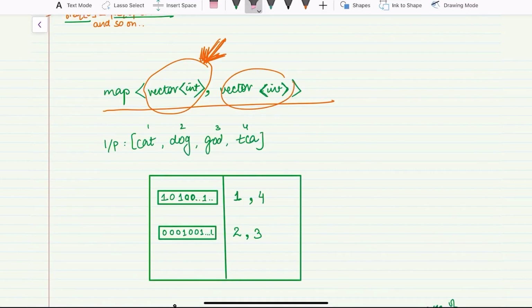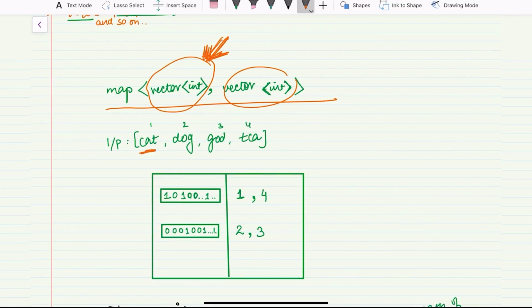So let's see how we will maintain this. Here we have cat. The frequency array for cat will look something like this. So this will be the key. Since this was not present, first we will be pushing it, and then we will be placing this 1 over here. Then we will be moving on to dog, and the frequency array of this will look something like this.